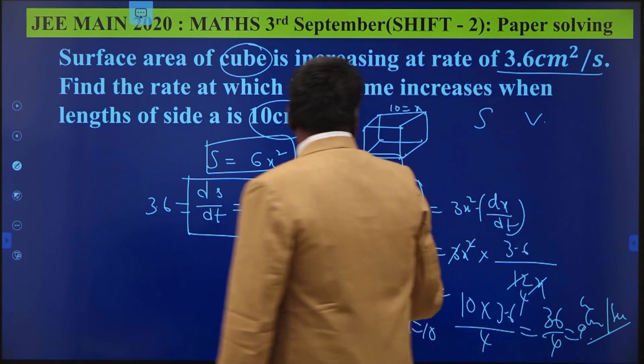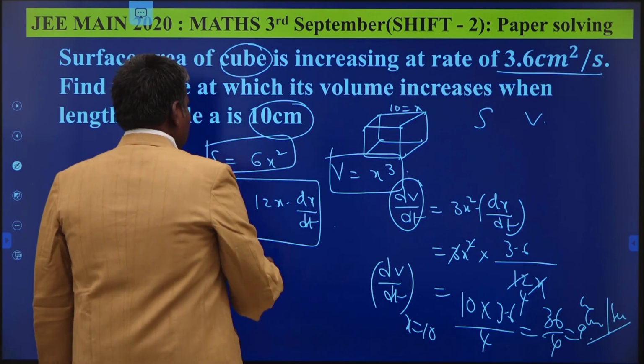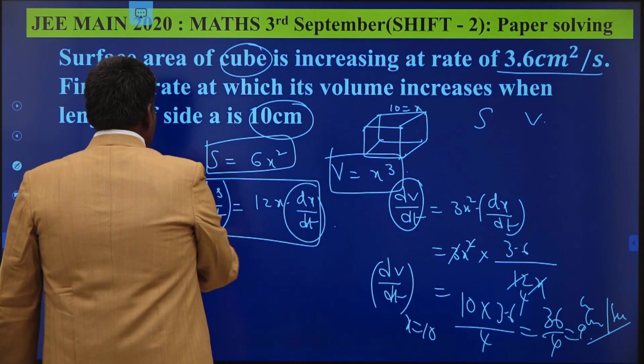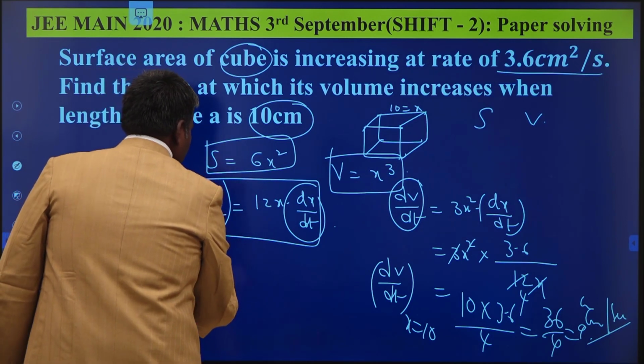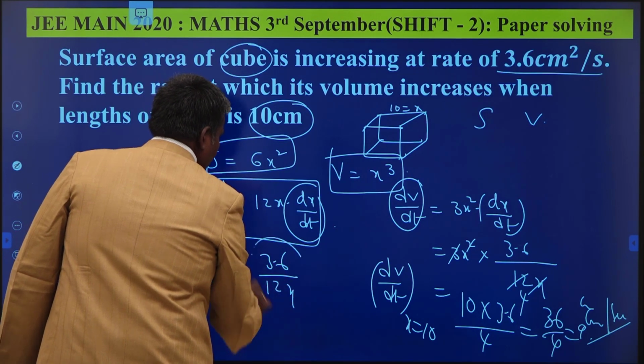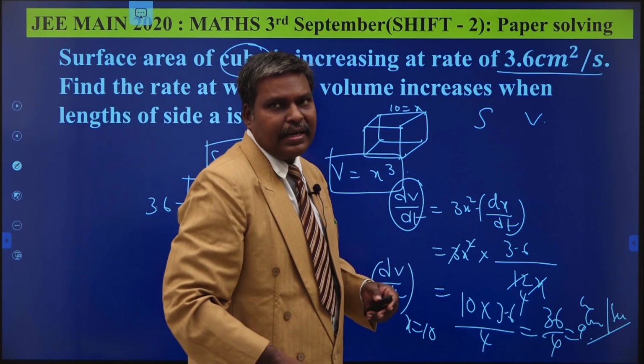Okay. So dV by dt is equal to 10 into 3.6 by 4. We are substituting dx by dt here. So what is ds by dt? 3.6. From here dx by dt value is what? 3.6 by 12x. We are substituting 3.6 by 12x here itself, and we obtain dV by dt. Okay.